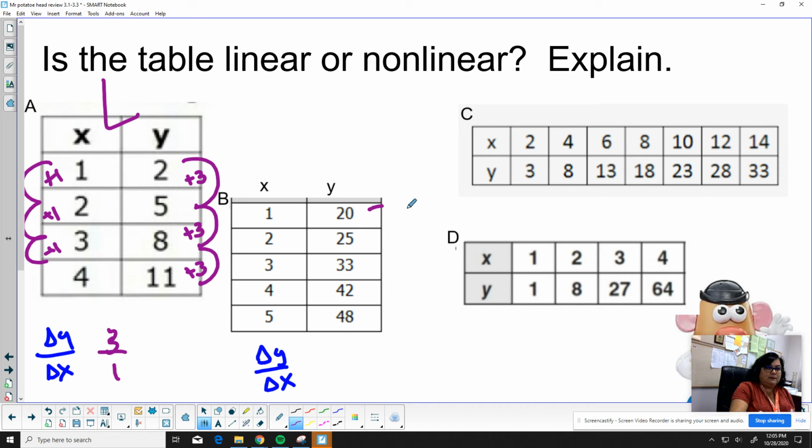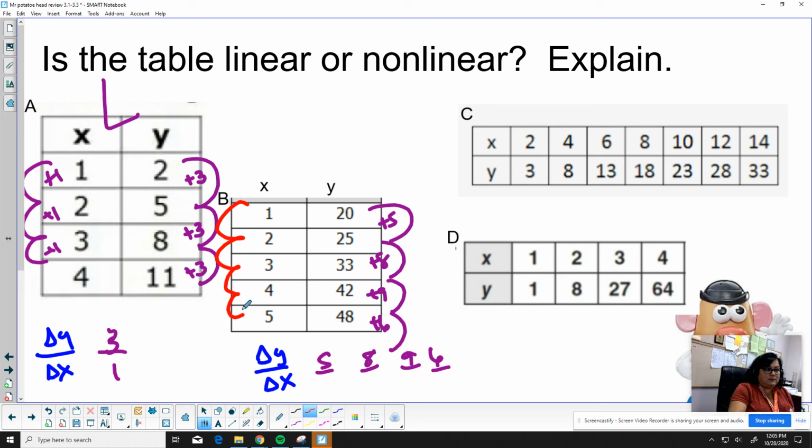If I do this one, this goes up by 5. This goes up by 8. 33 to, that's plus 9. And then the last one, 42 to 48. That's 6. These are all different. I could write 4 different fractions here. So far, it's looking very nonlinear. They would have to be equivalent to be linear. And these are all just plus 1. So these are not equivalent. They're all different. So this is a nonlinear table.